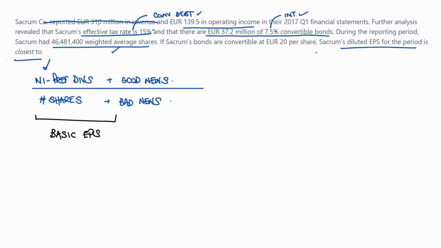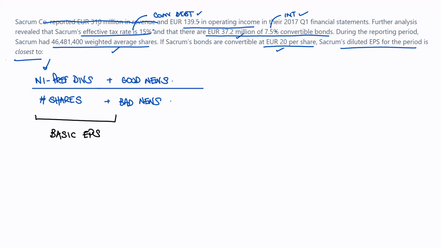If Sacrum's bonds are convertible at 20 euro per share, okay, that's not what I'm used to seeing. Usually I see how many can convert or what's the conversion ratio. Here you're told a value. Okay, well, I know the total value and I know the value per share. I can do a calculation there. I don't do that kind of calculation often, but it's pretty straightforward.